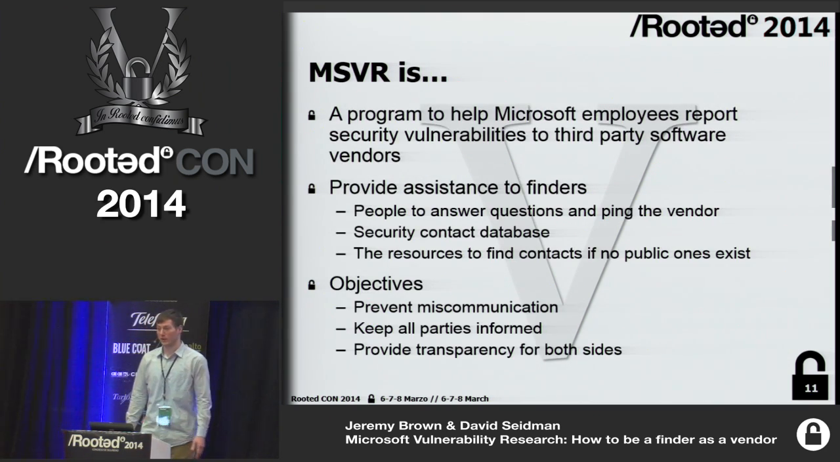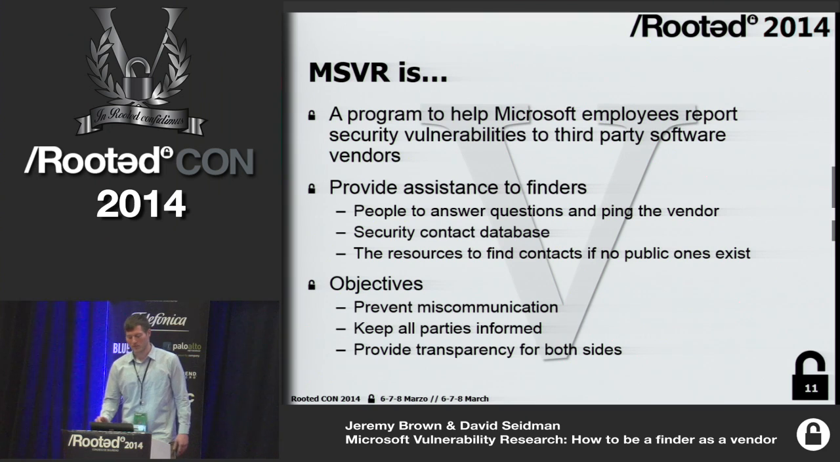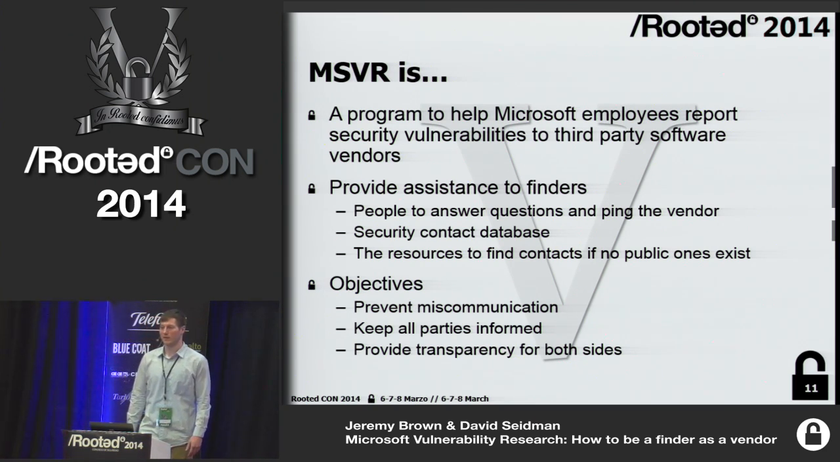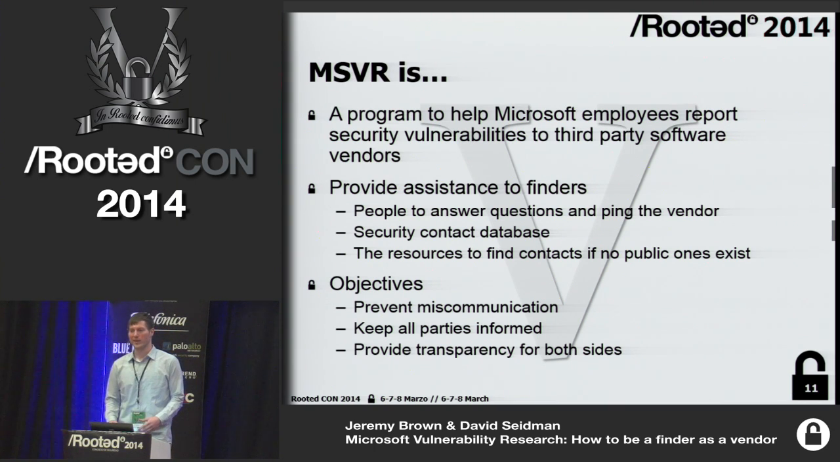So what is MSVR? It's a program to help Microsoft employees report security vulnerabilities that they find in third-party vendors. Third-party meaning anyone but Microsoft in that context. They're there to provide assistance to finders, to answer questions, ping the vendor. Of course, there's a security contact database.